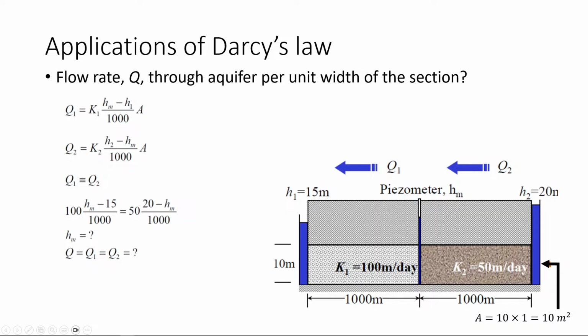Let me show you the answer. If you substituted this, we got HM here, that's 16.67 meters. And then Q1 and Q2, you can substitute wherever you want. This one is slightly different because I'm not using the negative sign here, but it really doesn't matter. If you solve it, you get Q equal to 1.67 cubic meters per day. So try to do it, see if you can get the same number.